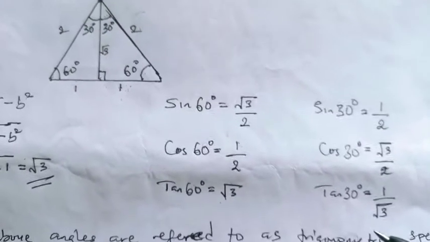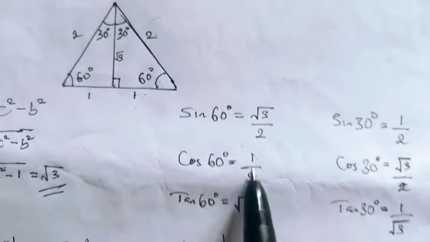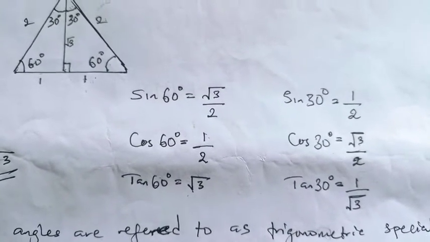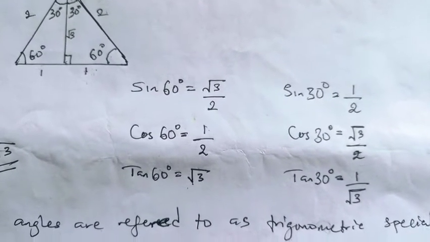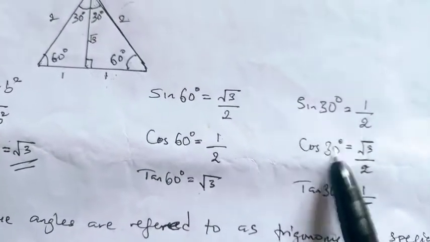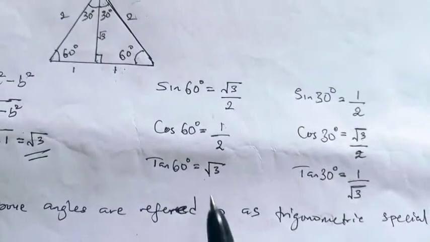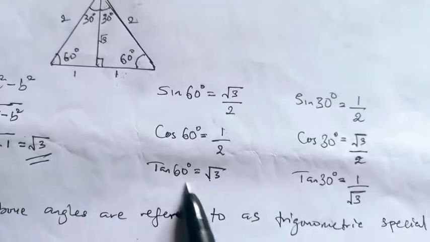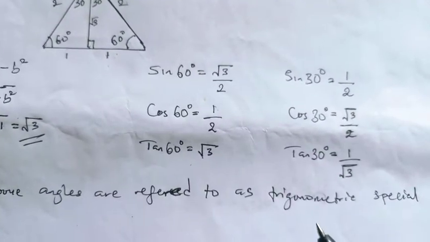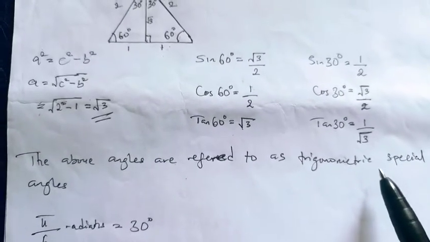And now it is easy to evaluate, since if I know my sine 60 degree and my cos 60 degree, I automatically know my sine 30 degree and cos 30 degree by just switching both of them. And you can see sine 60 degree is equal to cos 30 degree, and cos 60 degree is equal to sine 30 degrees. And here also, we have tan 60 degree, which is simply the reciprocal of tan 30 degree. And the above is referred to as trigonometric special angles.